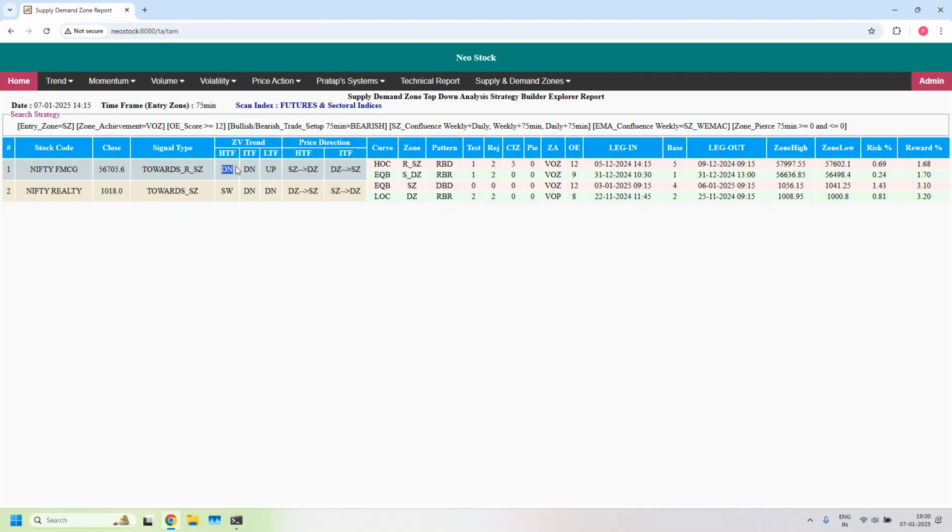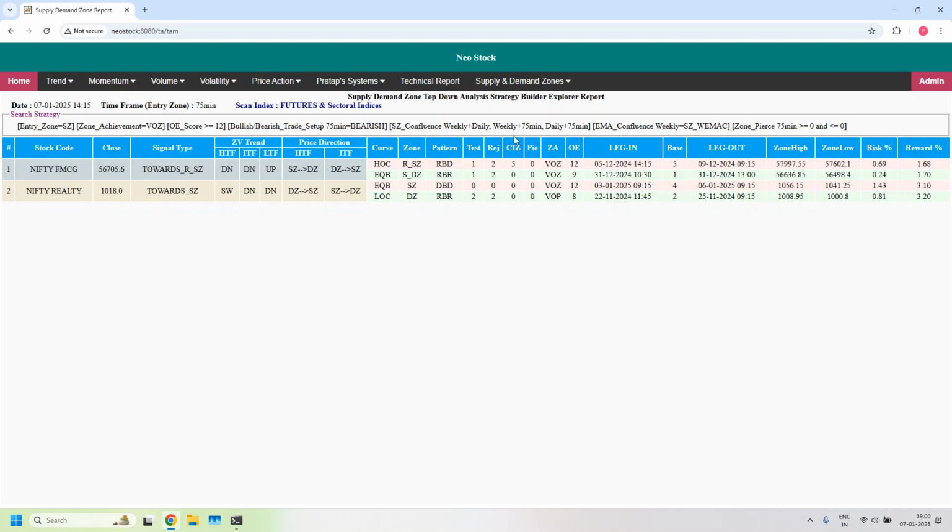So first one can be used, the second one you cannot, because it is sideways trend. Sideways trend EMA does not add any extra advantage. But downtrend EMA adds advantage. Probability will increase. Okay, this is about bearish trade setup for weekly income trade.